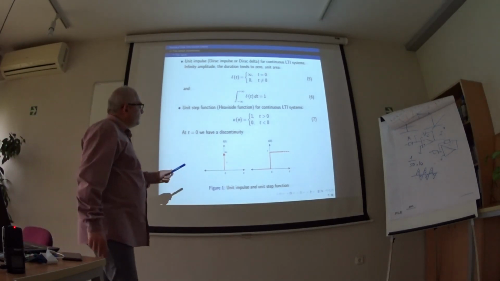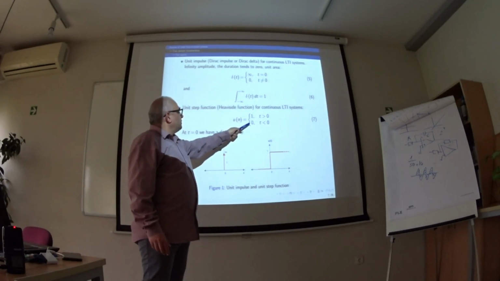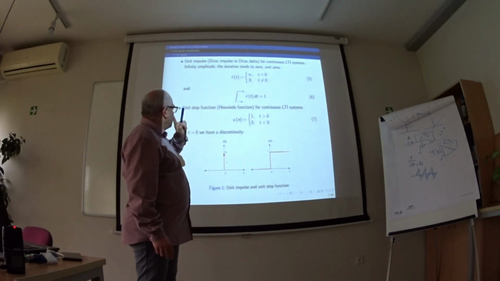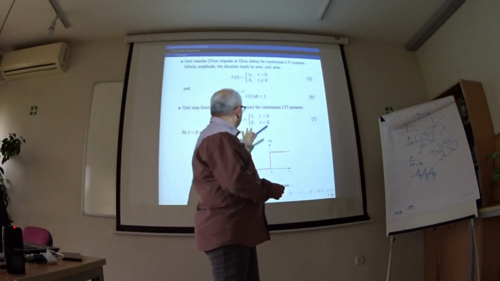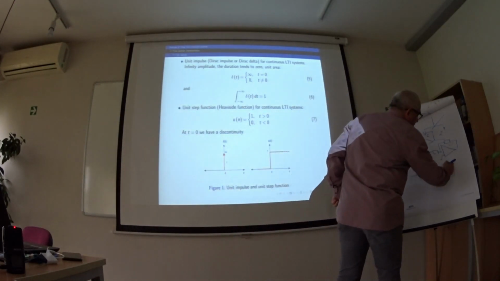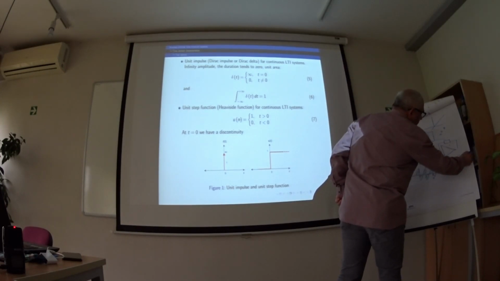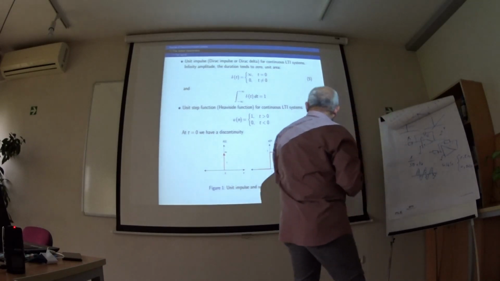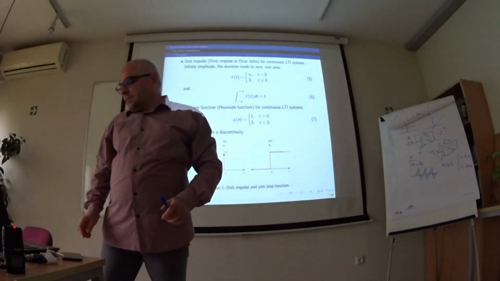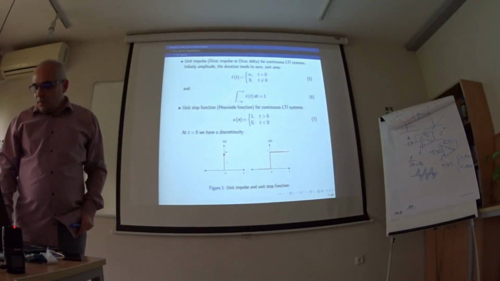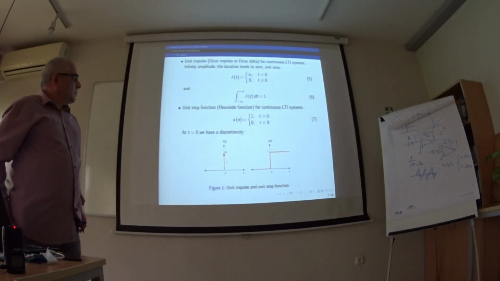Here we have a definition. Excuse me, here is a mistake. It should be u of t: 1 for t greater than 0 and 0 for t less than 0. Here it should be t, not there. So we expect some relation between such functions.